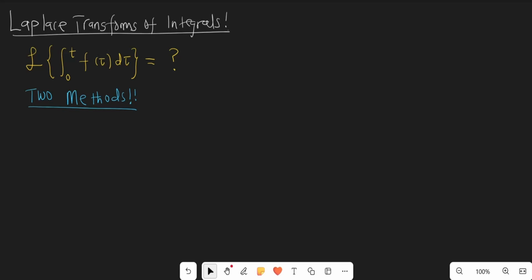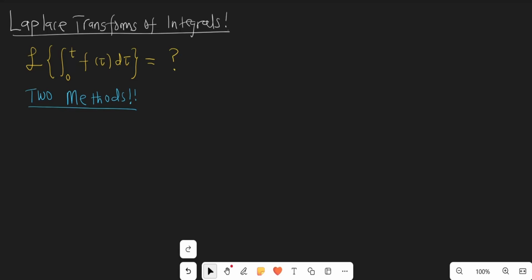What we have been doing up until this point is to take the Laplace transform of a simple function. So the Laplace transform of a function, let's say f of t or f of tau. In this video, we are going to do something special. We are going to take the Laplace transform of an integral.